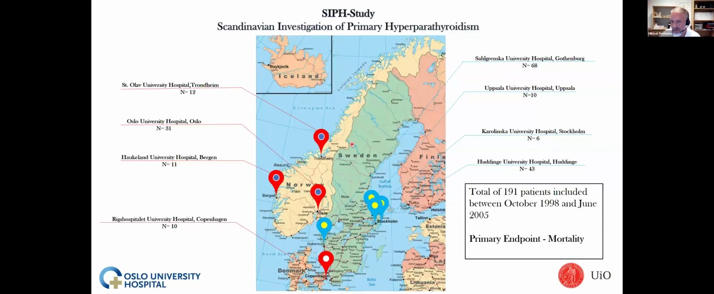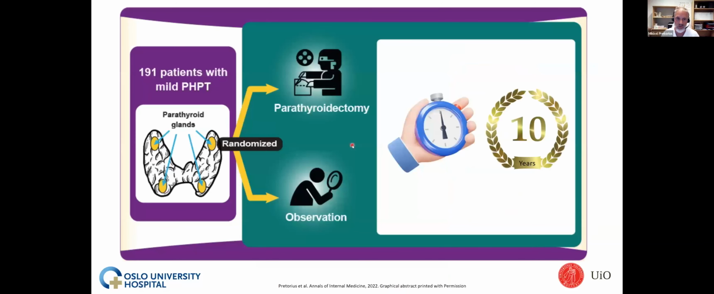The Scandinavian investigation of primary hyperparathyroidism was actually designed to answer this question. The primary endpoint was mortality. There were 191 patients included, and they were randomized to either parathyroidectomy or observation, and it was a predefined observation time of 10 years.